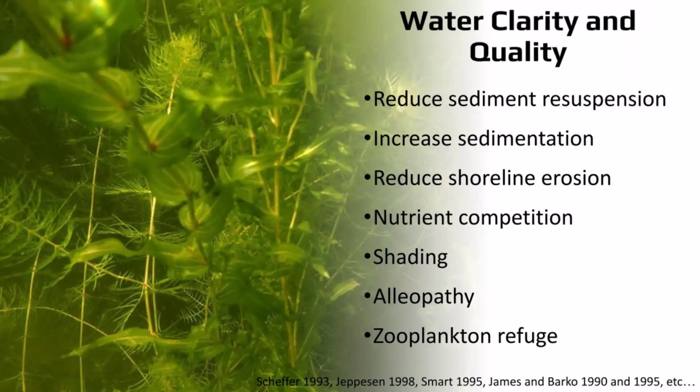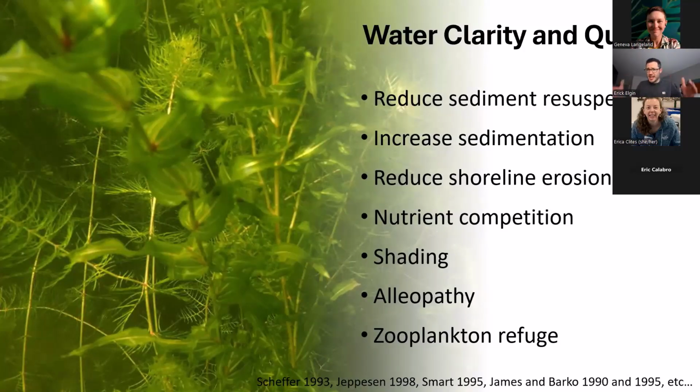But I'm going to shift my presentation now to talk more about their structuring role in providing good water clarity and water quality. And so there's a few bullet points here where aquatic plants have a host of mechanisms that improve water clarity, from reducing sediment resuspension, increasing sedimentation, reducing shoreline erosion, competing with those nutrients that are found in the water column, shading out and creating areas where they grow best. They also can produce chemicals that go up into the water and inhibit the growth of algae.